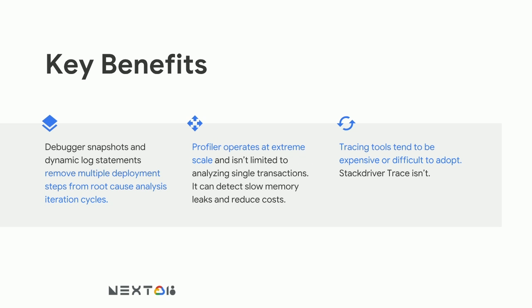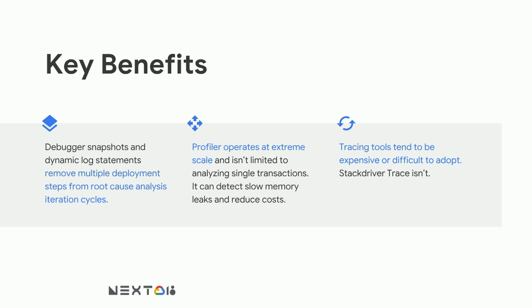Next, we had Stackdriver Profiler. Profiler operates at extreme scale, but unlike most profilers, and certainly unlike most production profilers, has effectively no performance impact. It's also not limited to analyzing single transactions. It gives you that continuous flame graph view for how your application has been running in production. So it gives you great insight into the amount of CPU used by each function in your code, as well as the amount of heap used, and you can also look at threads and contention and other things like that. It gives you a lot of visibility into how your core code is running that you wouldn't have without a tool like Profiler.